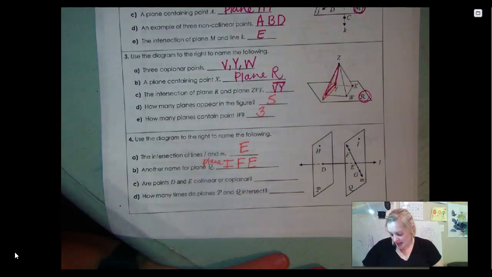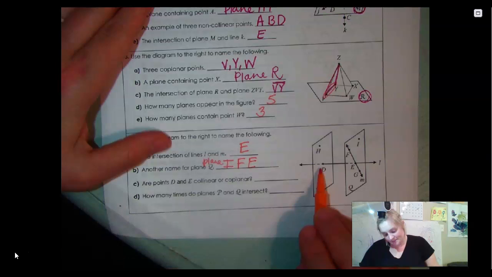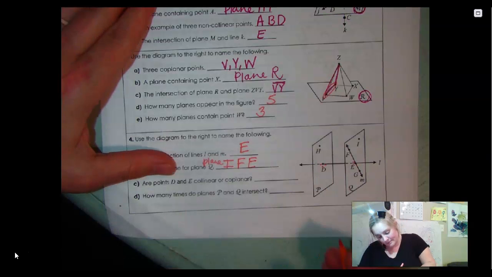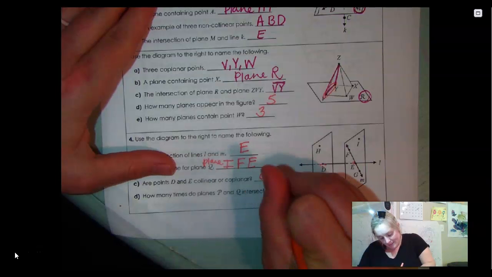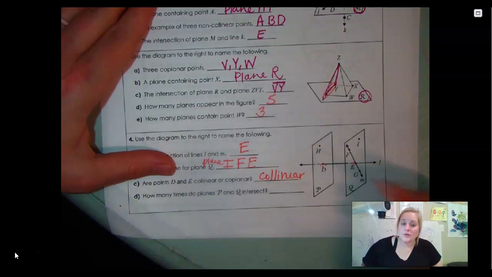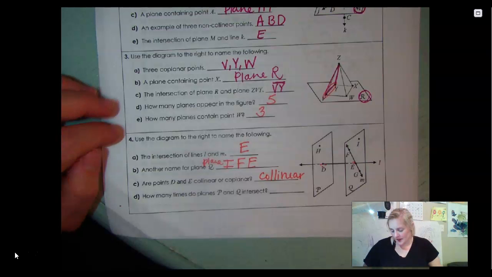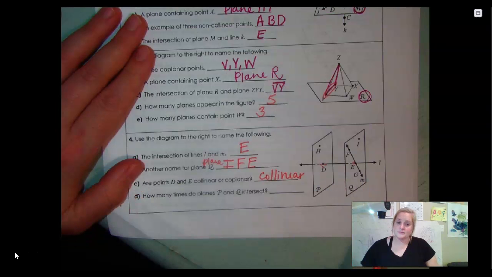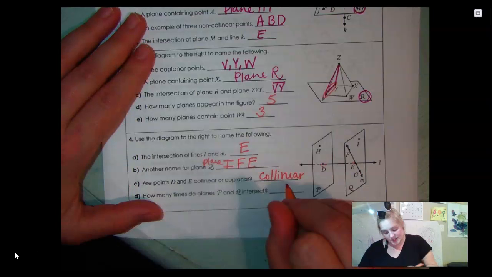The bottom says, are planes D and E collinear or coplanar? What do you think? The points D and E, these points here, are collinear because they are on the same line. They are not on the same plane. Then the last one says, how many times do planes P and Q intersect? Well, they don't. None. 0.